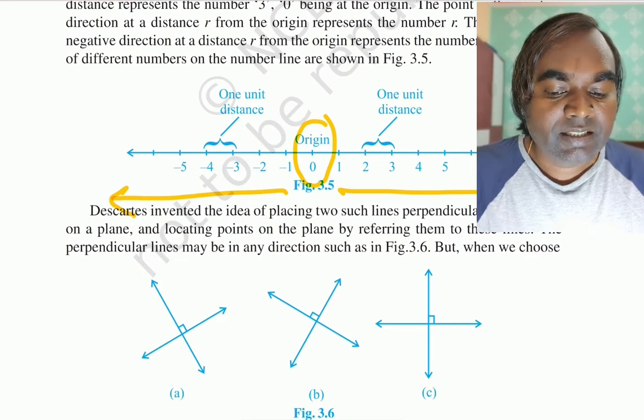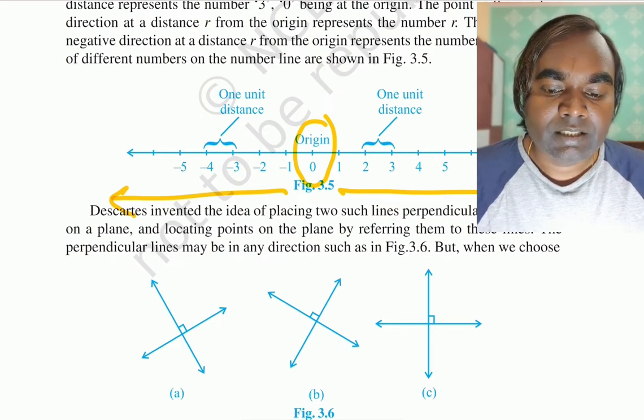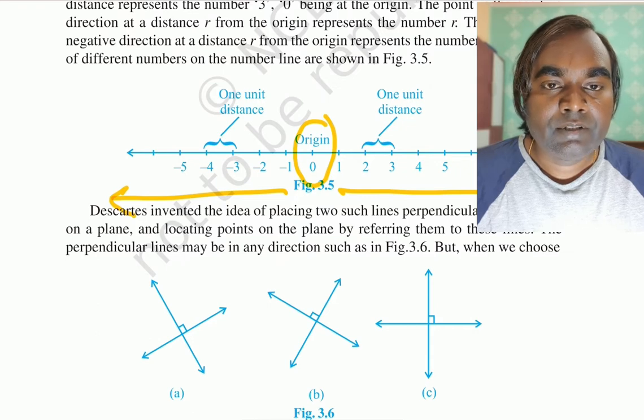So friends, a point in the negative direction, if you want to measure a distance r from the origin, will be represented by the number minus r. And a point in the positive direction at a distance r will be represented by the number plus r.